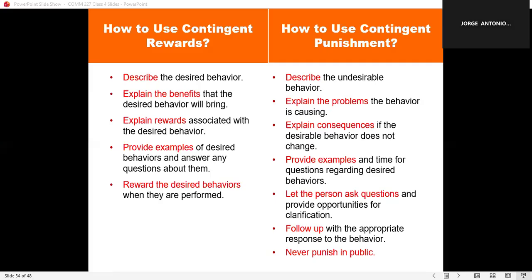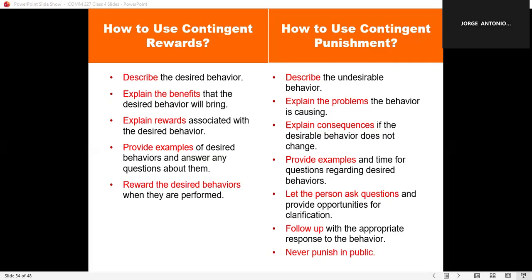Let's look more closely at how contingent reward and contingent punishment should be used. Starting with contingent reward, the first step is to clearly describe the desired behavior. Of course, because people need to know exactly what they are being rewarded for. Next, leaders should explain the benefits of that behavior. That's important too. Leaders also need to explain what the reward will be, whether that's a recognition, a grade, a bonus. Providing examples help reduce confusion.